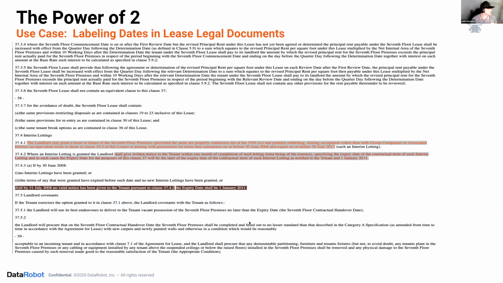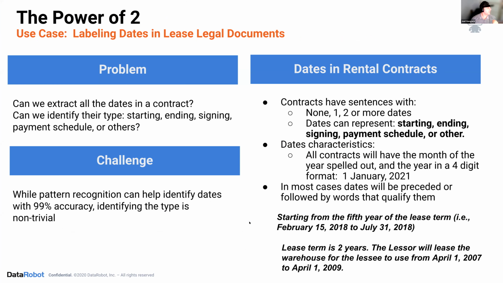There's another example that I want to touch on for natural language processing. This is called the power of two, and we're labeling dates in legal documents. Labeling dates is not difficult, right? You can apply a regular expression, extract the dates and say, okay, here are all the dates that I found, fantastic. Now, the issue is that recognizing the type of date is not trivial, right? Extracting all the dates is not a problem, but identifying the type of date is an issue.